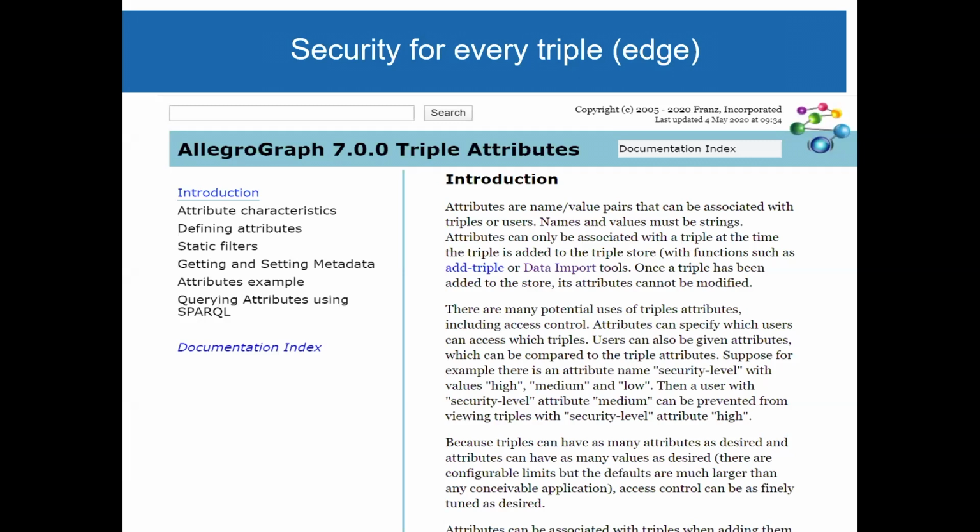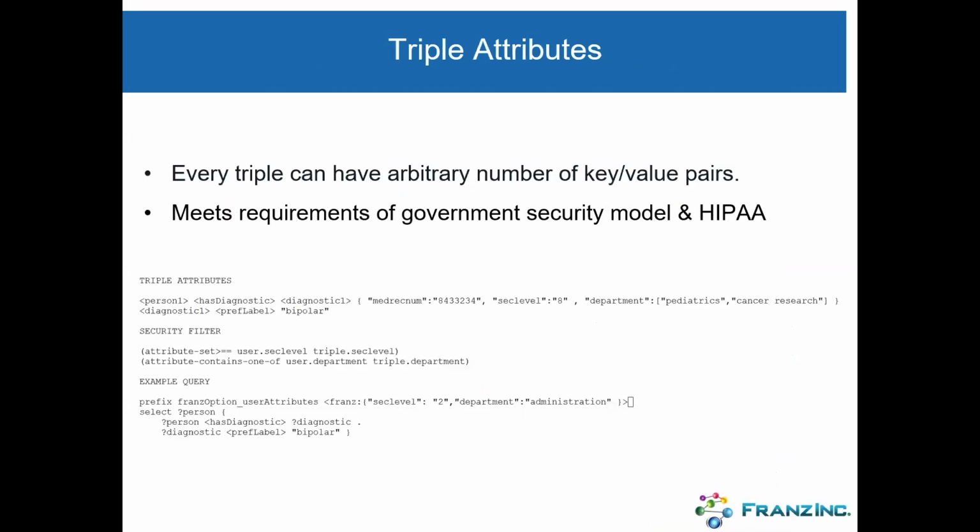We have a technology called triple attributes where you can add a JSON object with key value pairs to every triple that you add to your knowledge graph. Yeah? For example, just this very, very simple example, person 1 has diagnostic 1. Medical record number for this person is this, the security level is 8, and the department is pediatrics or cancer research. Now, what I forgot to say is these triple attributes both apply to triples. The triple attributes can also be assigned to users.